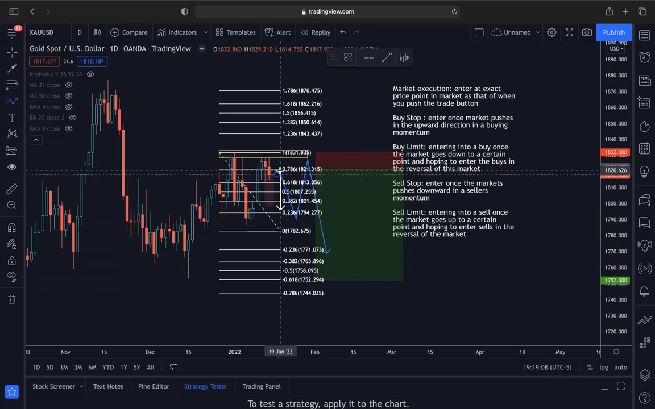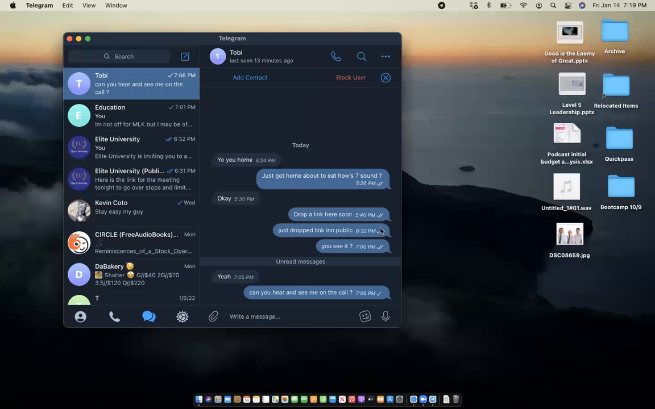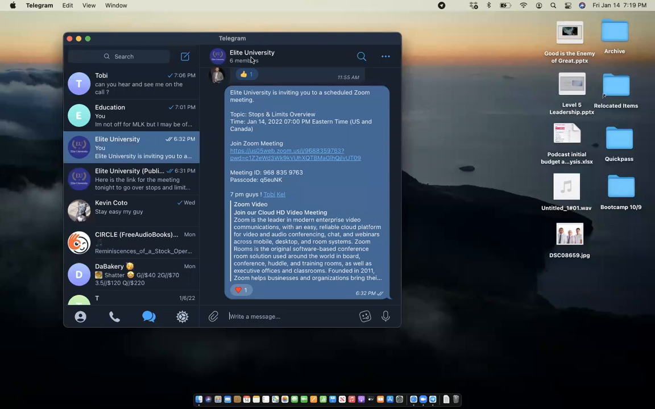So it says entering into a sell once the market goes up to a certain point and hoping to enter sells in the reversal of the market. So even though the market is rising, we're basically anticipating that retest and trying to get in on that retest. And I can pull up the trade that Kelvin actually sent so you can see it a little bit better, and maybe it'll make a little bit more sense as to what he meant when entering sell limits.